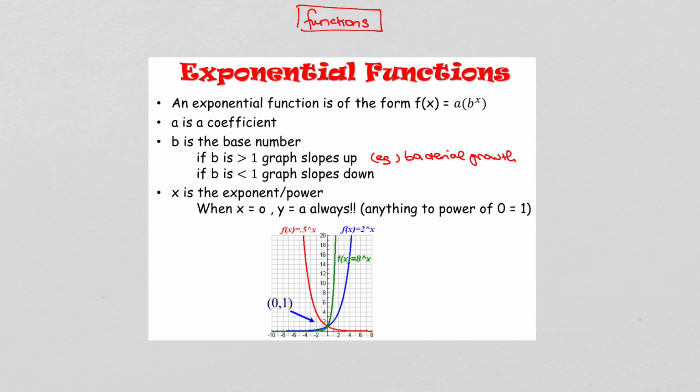If b is less than 1, then we get a graph that is sloping down. So in other words, if we get a fraction, i.e. if b is between 0 and 1, so a fraction, then we get an exponential decay curve. So radioactive decay would be an exponential decay curve.